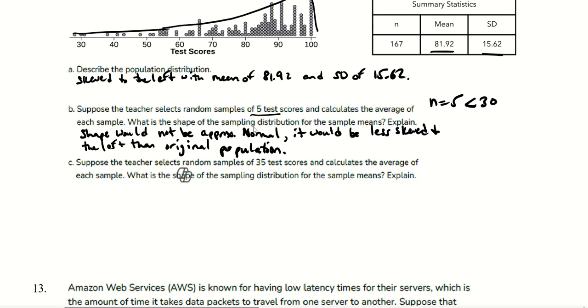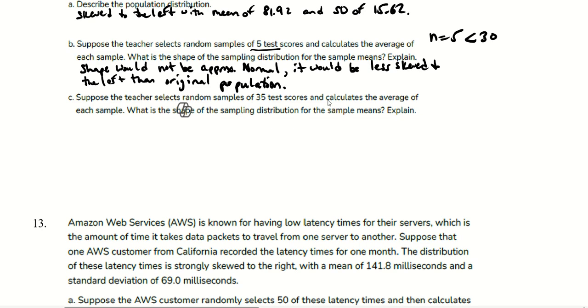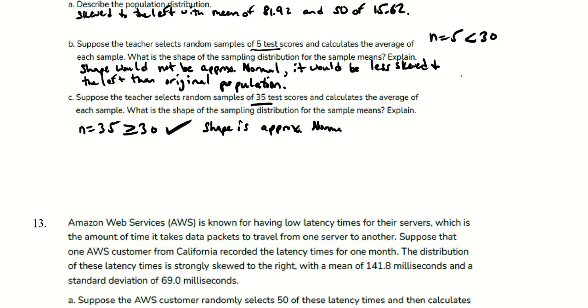Suppose the teacher selects random samples of 35 test scores. Now that n is equal to 35, which is greater than or equal to 30, it passes. So now the shape is going to be approximately normal, according to the central limit theorem. The central limit theorem applies here.